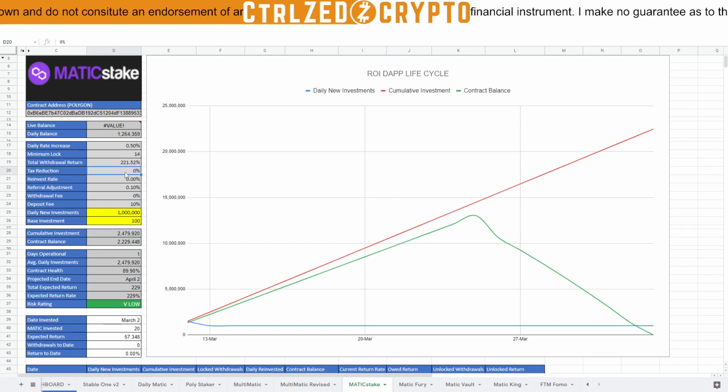What I call tax reduction is when there is a withdrawal tax that goes back into the contract. That doesn't exist here, so that's a 0. Reinvest rate, there's no auto reinvestments beyond this percentage interest, so there's nothing to put there. I put a fairly nominal referral adjustment because I have no visibility on how many referrals are coming out, and it's probably not much, but just for the sake of having something in there, I've got 0.1%.